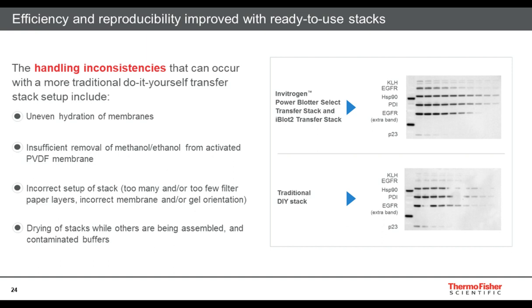Shown in the data here is a comparison of the ready-to-use stacks against a traditional self-assembled stack. Traditional stacks can lead to efficiency and reproducibility inconsistencies, resulting from uneven hydration of the membrane, insufficient removal of the buffers, or stack mishandling. Using too many or too few filter papers, incorrect stack orientation, drying of stacks, or contaminated buffers in the do-it-yourself stacks can cause problems. Using pre-assembled stacks with either the iBlot 2 or PowerBlotter can help eliminate the risk of these issues from occurring.